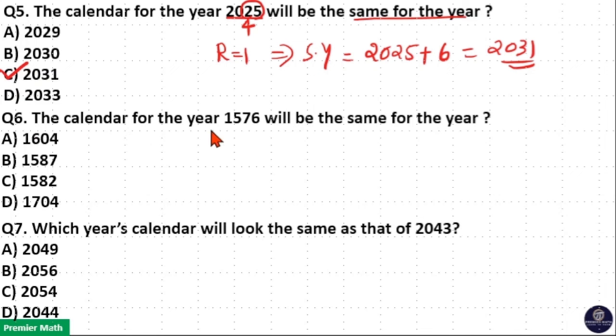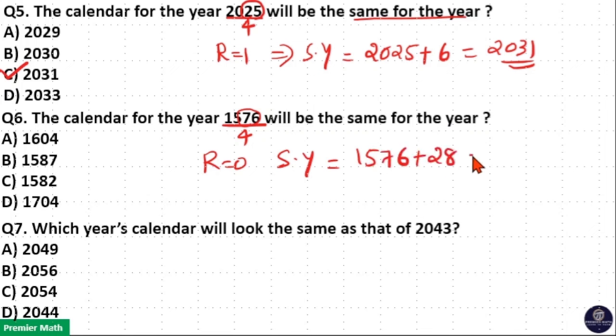In the same way, the same calendar year for 1576: divide it by 4. So 76 by 4 will give you remainder 0. If the remainder is 0, the same calendar year is equal to 1576 plus 28, which is equal to 1604. So option A is your answer. That is, the 1576 calendar and the 1604 calendar are the same.